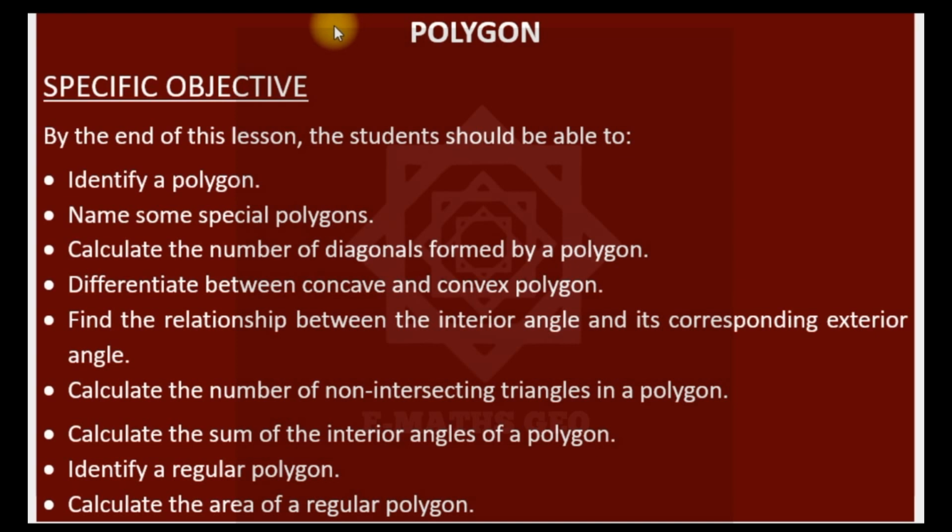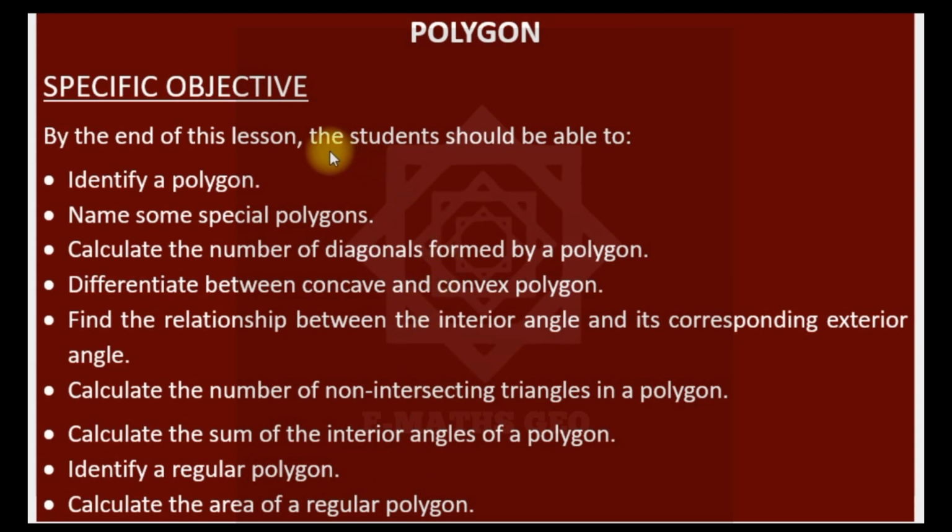Today we'll be learning Polygon. And under Polygon, we'll be able to identify a polygon. That's the first thing. The second thing is to name some special polygons. Calculate the number of diagonals formed by a polygon. Differentiate between concave and convex polygon. Find the relationship between the interior angle and its corresponding exterior angle. Calculate the number of non-intersecting triangles in a polygon. Calculate the sum of the interior angles of a polygon. Identify a regular polygon. And finally, calculate the area of a regular polygon.